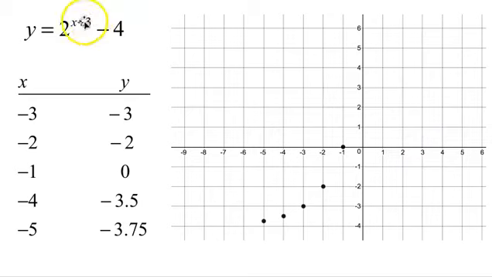2 to the 2 plus 3, 2 to the 5, 32 minus 4 is 28. So we have values for 1, 2, 3, 4, 5, 6. So our domain could be anything, but I want you to think about what the range is. How is this moving? What's the lowest that this can go?